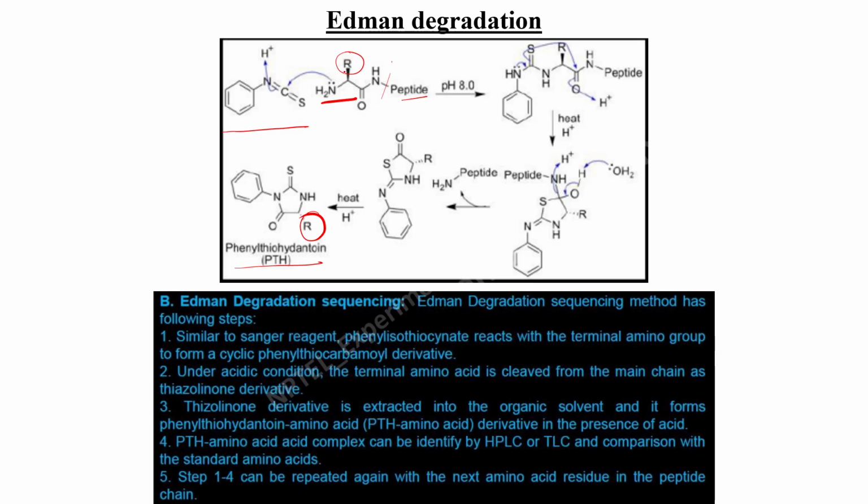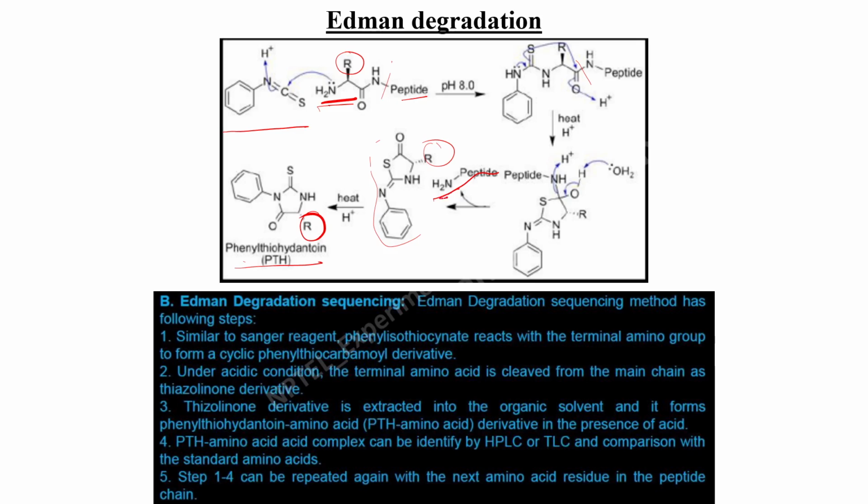Now you can see this phenyl isothiocyanate first reacts with the amino group of the peptide, and then the cyclization happens, and once the cyclization happens and it gets cleaved off from the peptide, we will have here the cyclized product with the R group, and once heated we get the phenyl thiohydantoin derivative of that particular amino acid that was there in the peptide. Okay, and you can see the rest of the peptide is now free.